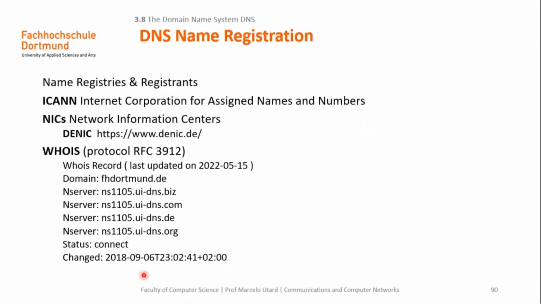Well, finally, we could talk about the DNS name registration, and we already talked about ICANN, the Internet Corporation for Assigned Names and Numbers, and we talked about the NICs, Network Information Centers, for instance, DENIC, that is the Deutschland Network Information Center. In fact, this NIC is the NIC that administers the top level domain.